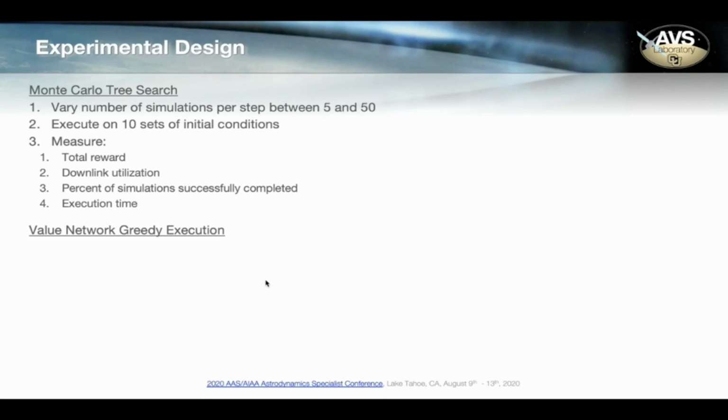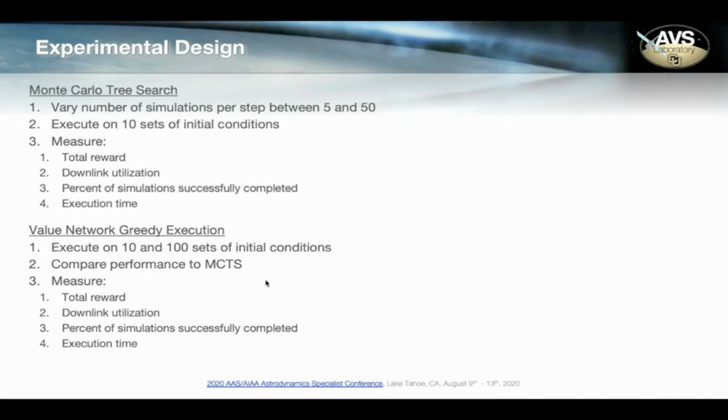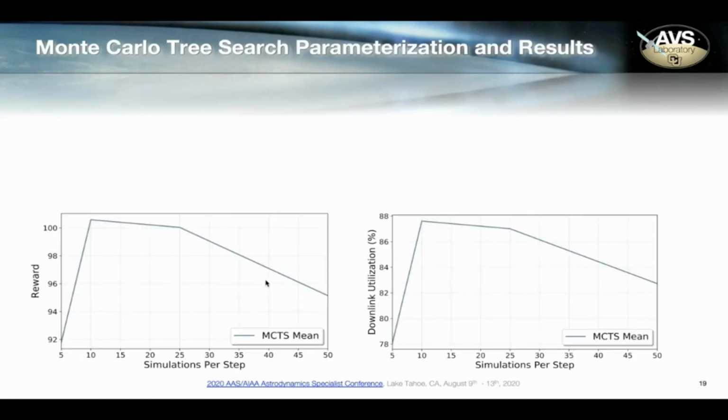Then we train the value network on state action value estimates generated by MCTS on random initial conditions. And we greedily execute the value network on 10 and 100 sets of initial conditions. We first do the 10 sets of initial conditions to compare the performance to MCTS, and then we execute on the 100 sets of initial conditions. And both times we measure the same thing: the total reward, the downlink utilization, percent of simulations successfully completed, and execution time.